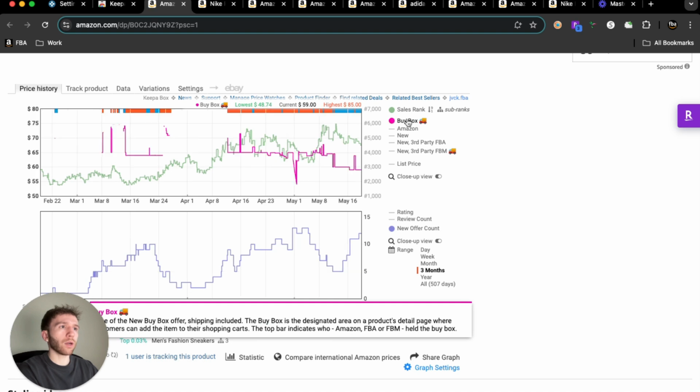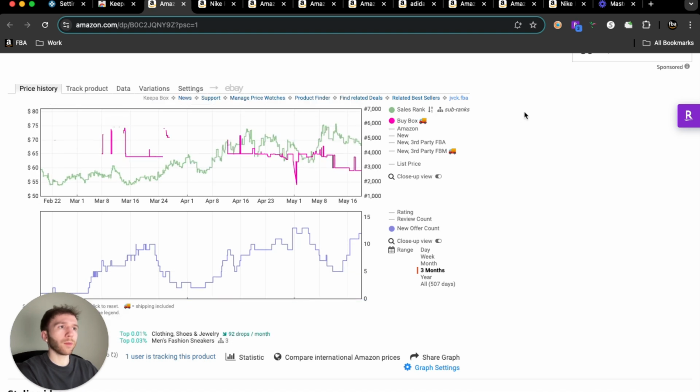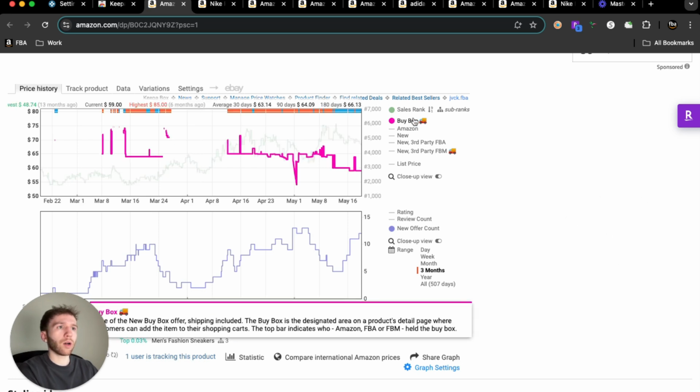The next one is going to be the buy box, which is the pink line. Whenever you open an Amazon page, if you've ever shopped on Amazon before, you're going to see on the right-hand side a box that says the price, and it's going to have an add to cart button, a buy now button, and a seller's name. That is what we call the buy box.